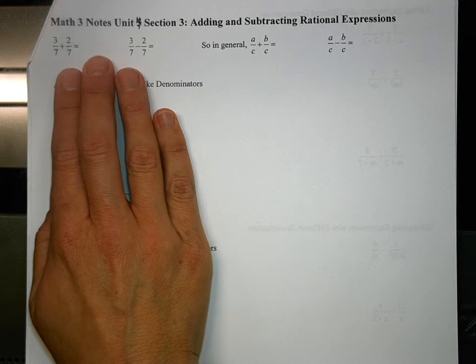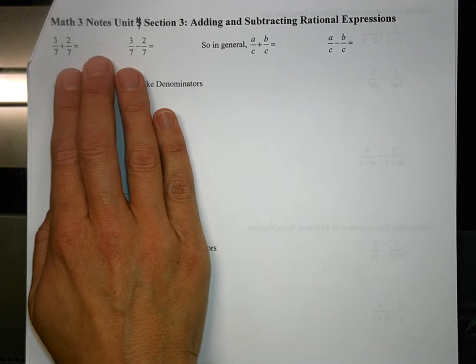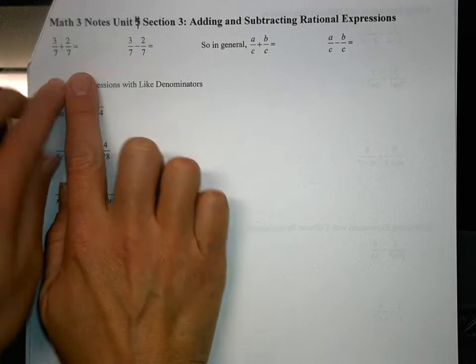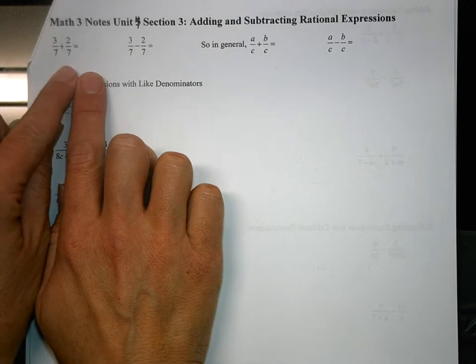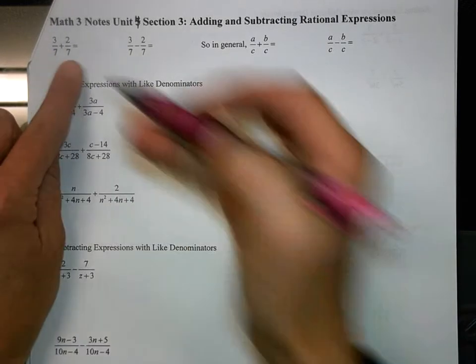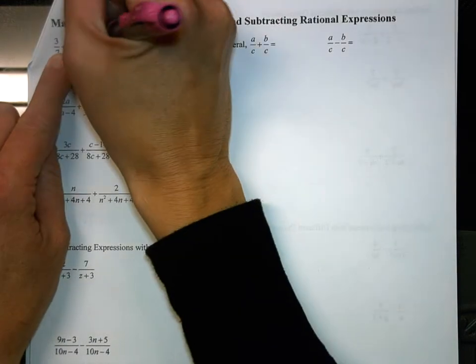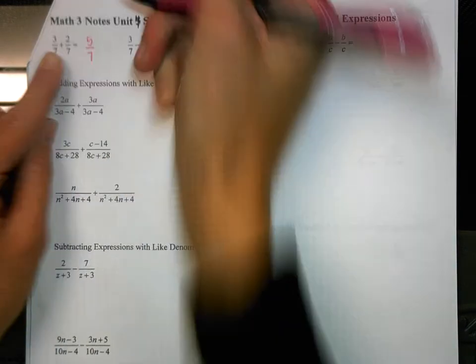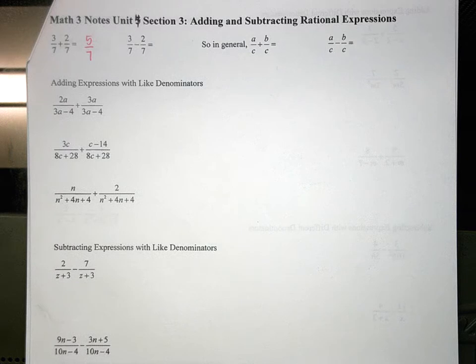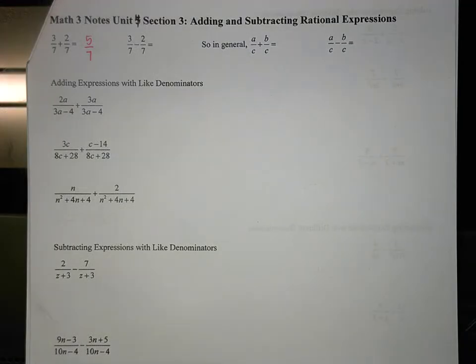Now, obviously, we're building on this into high school, but starting back in 5th grade, you can add fractions that have like denominators. So our denominator here is 7. You add 3 plus 2 together, and you get 5 over 7. You keep the denominator the same.